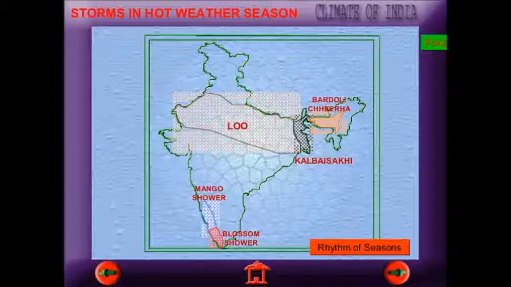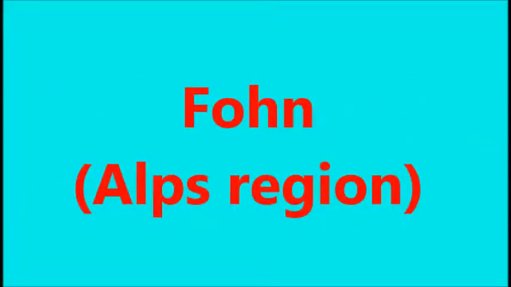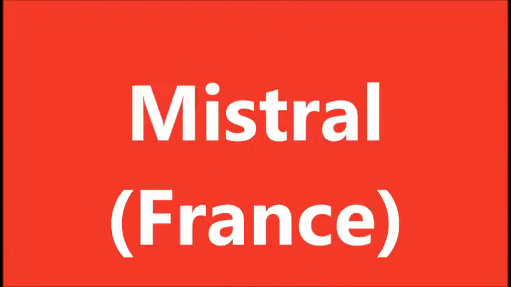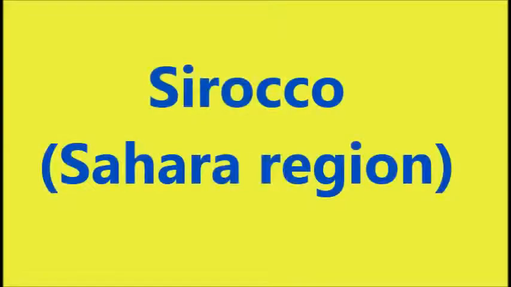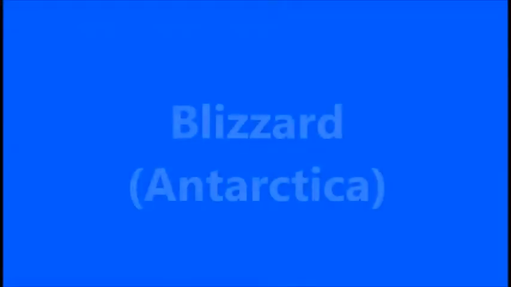Loo in India, Chinook or Snow Eater in USA, Foehn in Alps region, Mistral in France, Sirocco in Sahara region, Brickfielder in Australia, Blizzards in Antarctica.